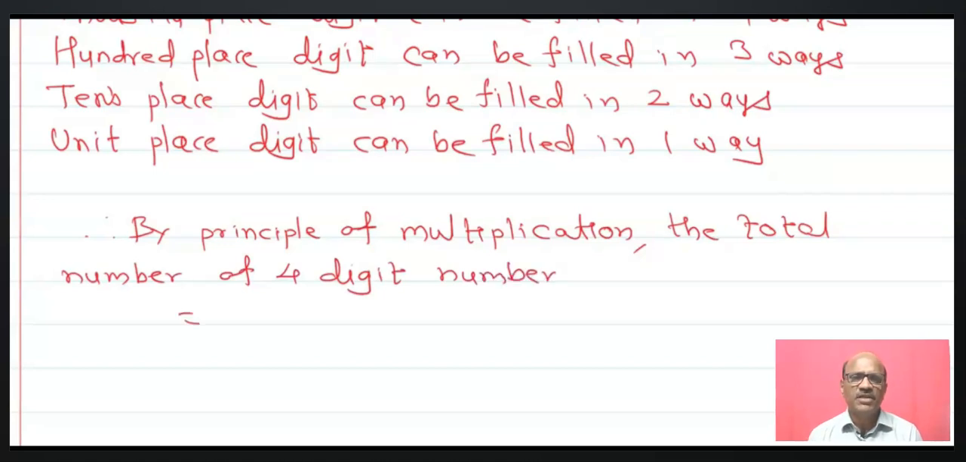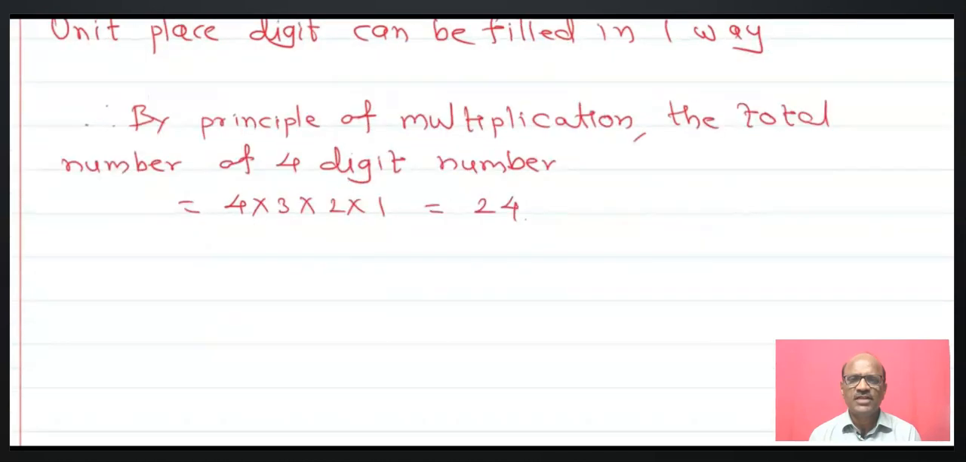By the principle of multiplication, the total number of 4-digit numbers is equal to 4 into 3 into 2 into 1, and that is equal to 24.